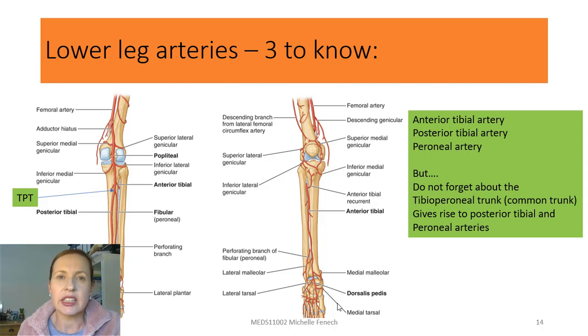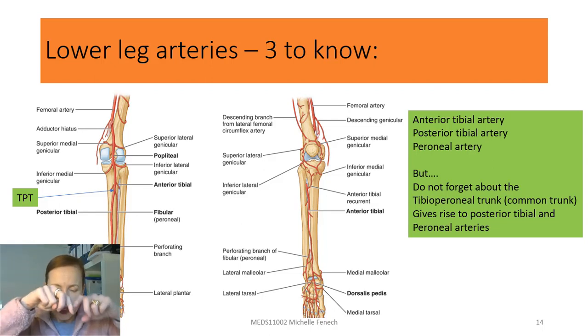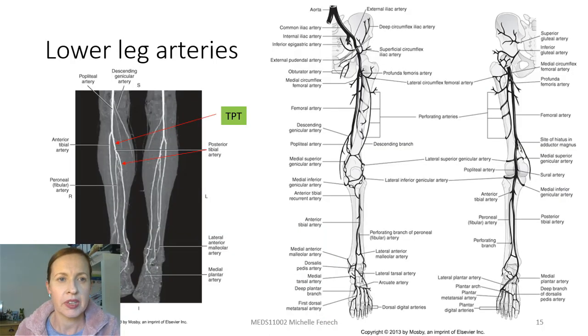And like I just said, in the lower leg, the below knee area, there are three main arteries: anterior tibial, posterior tibial, and peroneal arteries. Remember, the tibioperoneal trunk is a common bit that gives rise to the posterior tibial and peroneals.